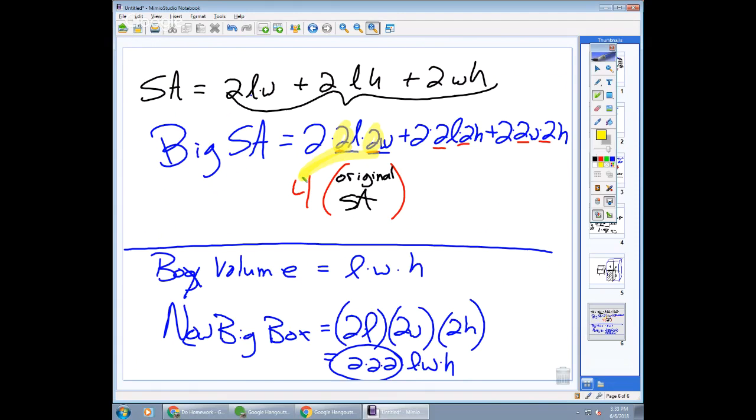factoring out. So every term gets an extra factor of 4 because we're doubling. And because it's area, we double the length and a width or width and a height. 2 times 2 each time is that 4. Yeah, so that's kind of the geometric way.